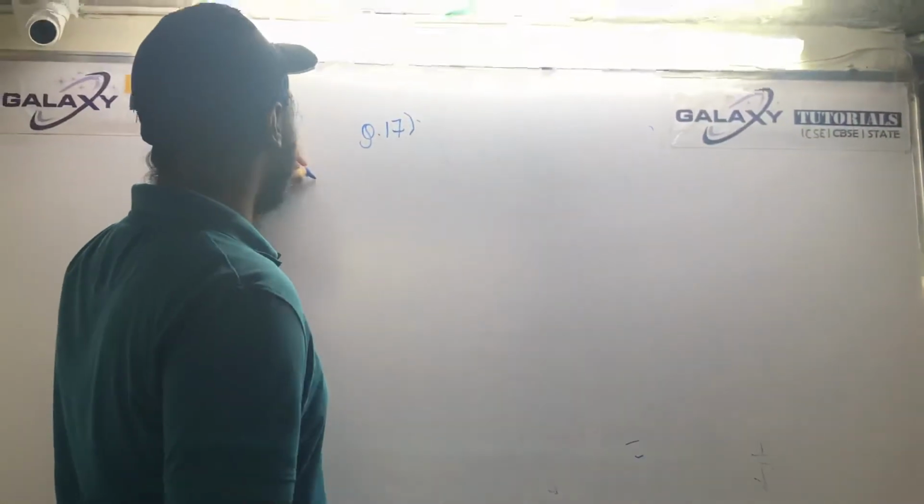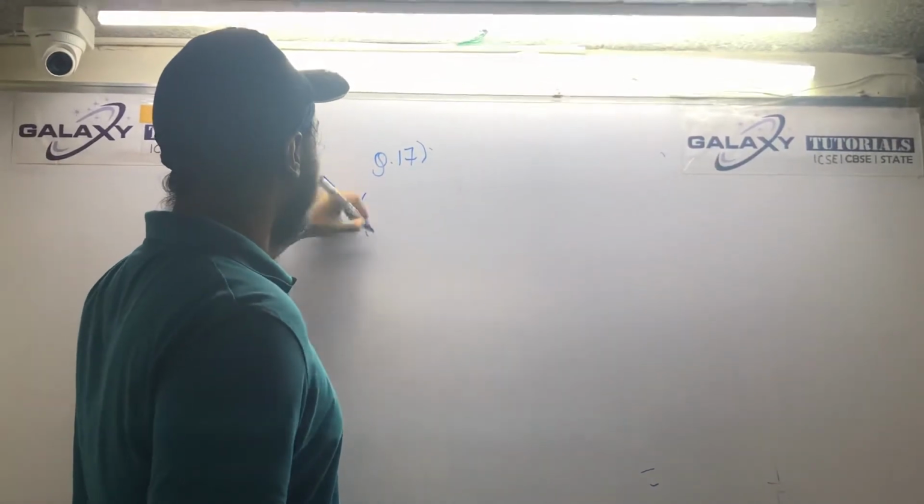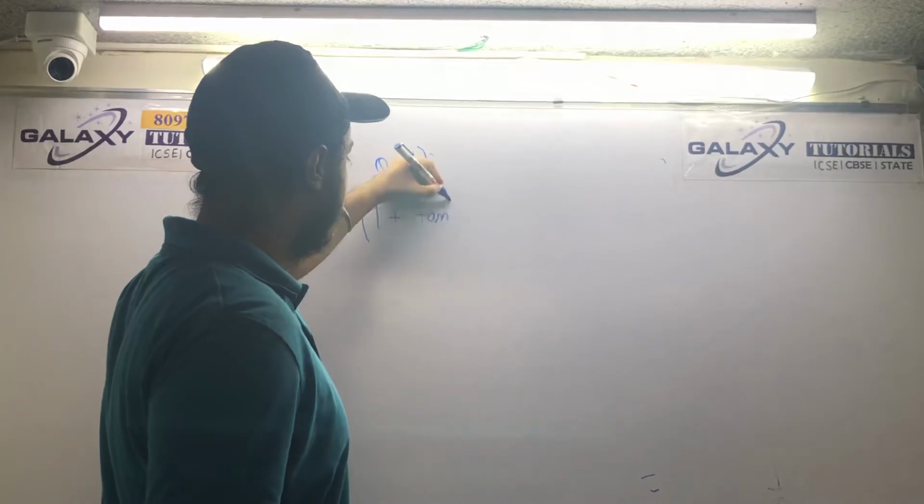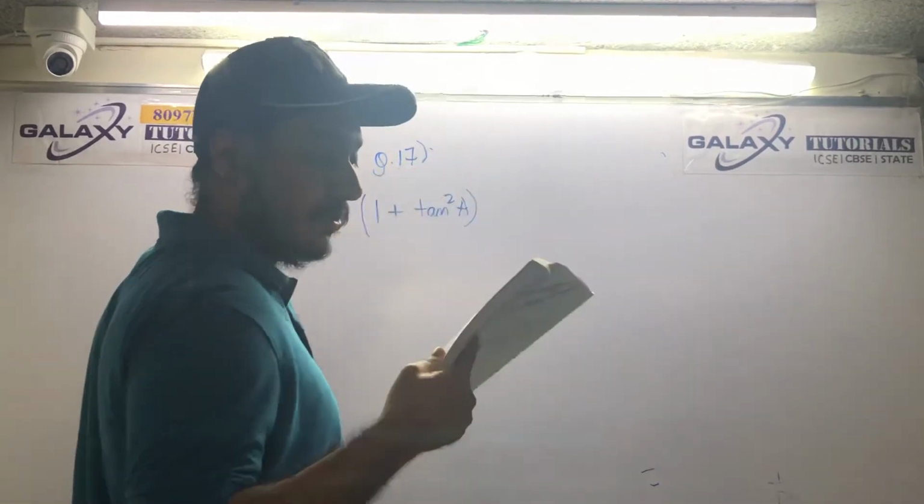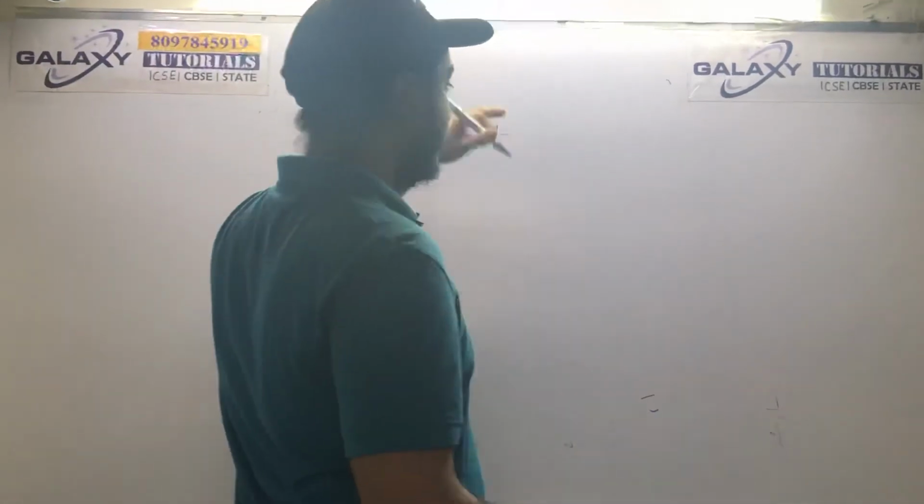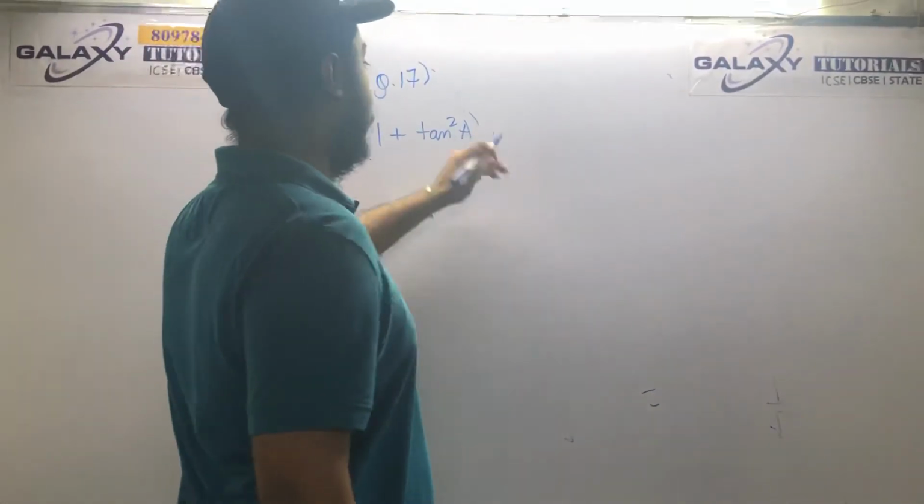First we will start with the first part. Okay, make a correction in your books. Instead of plus, that should be multiply. Here it is written plus, but this is not plus. It is multiply.